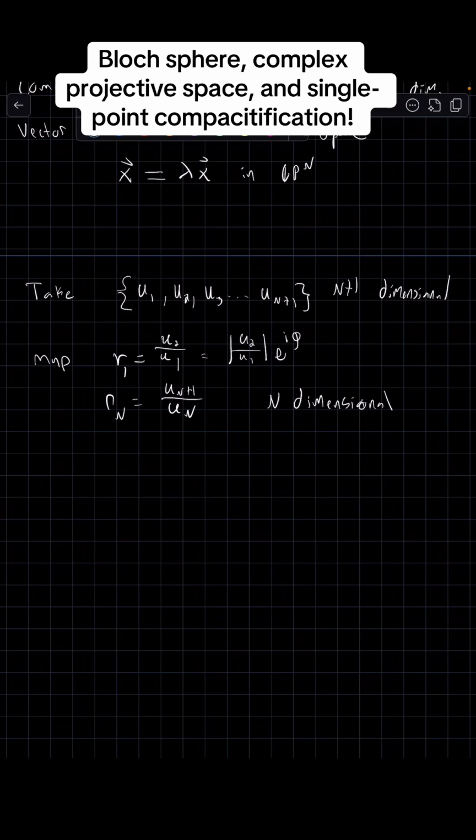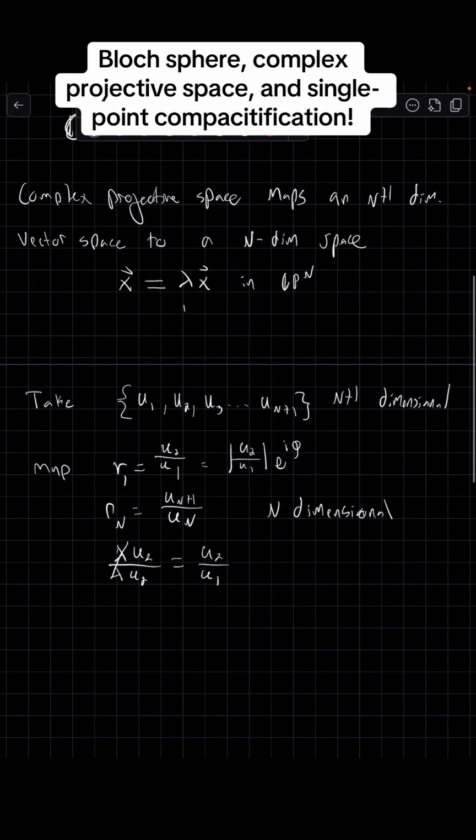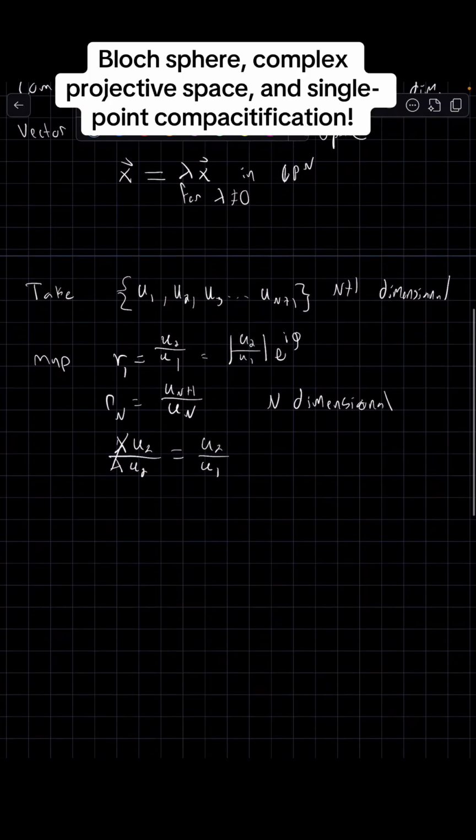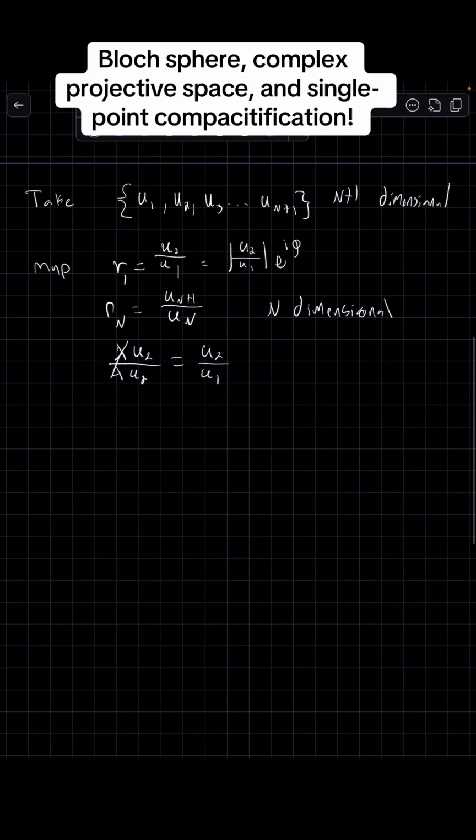So we have a general space that takes an n+1 set of vectors and maps it to an n-dimensional space. And you'll see, for example, if you have lambda u2 over lambda u1, which are two distinct vectors in the original space, that equals u2 over u1. So they will be completely not distinct. They'll be equivalent in complex projective space.